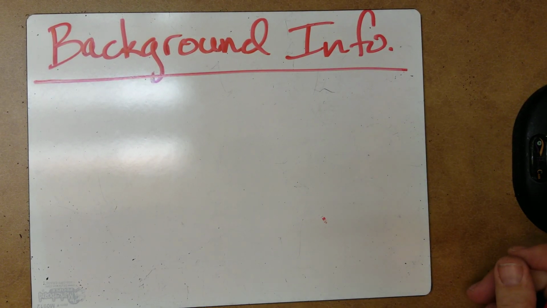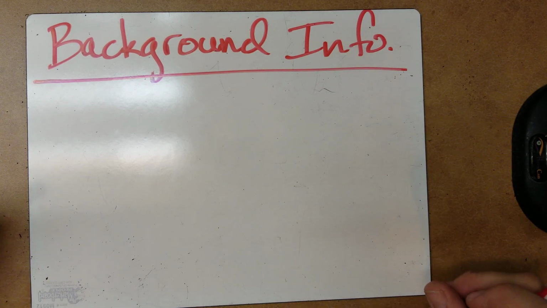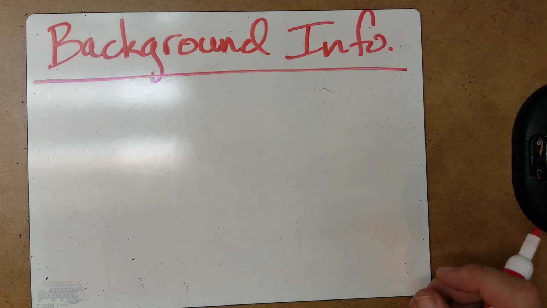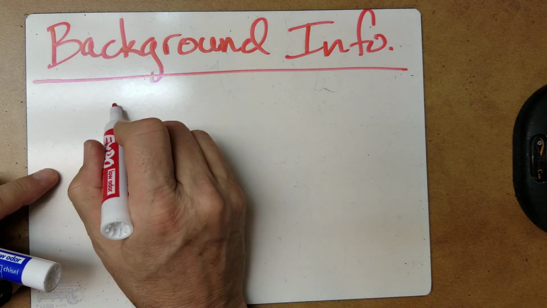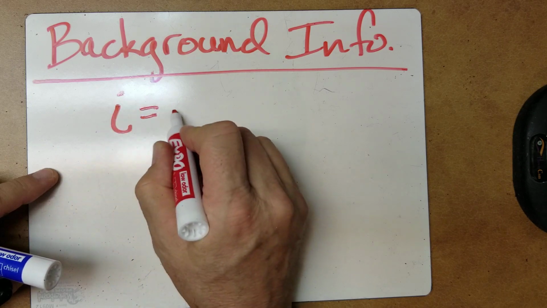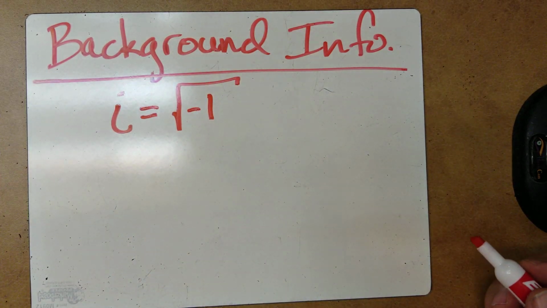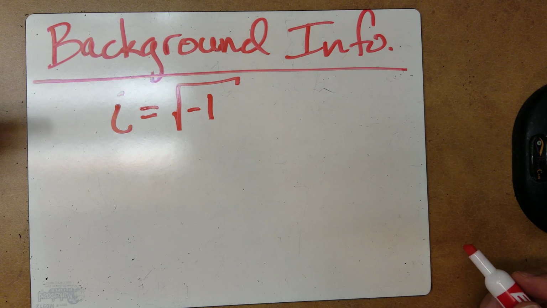Now for a little background info. The deal is, a long time ago, the imaginary numbers had to come into existence in order to make all the math work. So a long time ago, they defined imaginary numbers, and they defined it as i. But they went a little further. They started with saying i equals the square root of negative 1. When I say they, I mean mathematicians of the past.